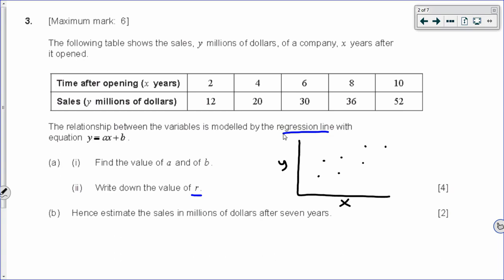And it might be an upward trend or a downward trend. And there's a line of best fit that goes through the graph, sort of showing the trend. It doesn't hit every point on the graph. It's just a trend line. So that's what they mean when they say the relationship between the variables is modeled by the regression line. That's the blue line I've just drawn on the graph.